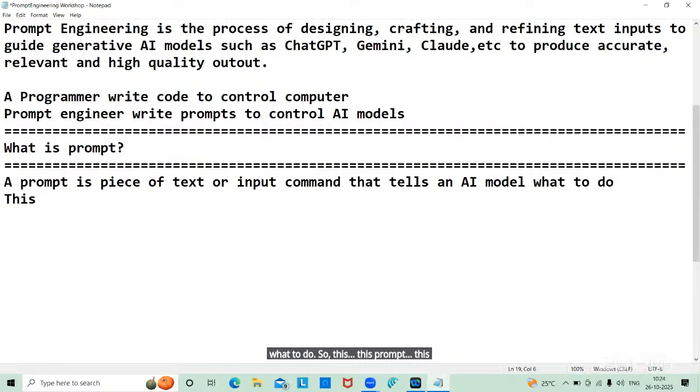This prompt can be simple text, or simple questions. You'll be asking simple questions.